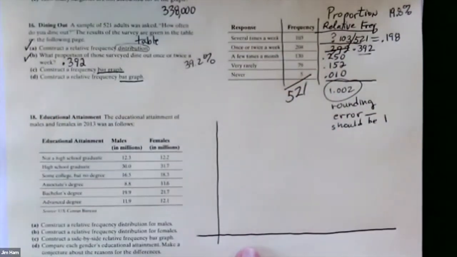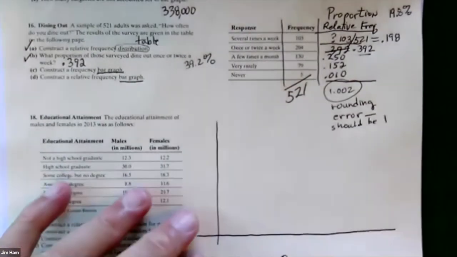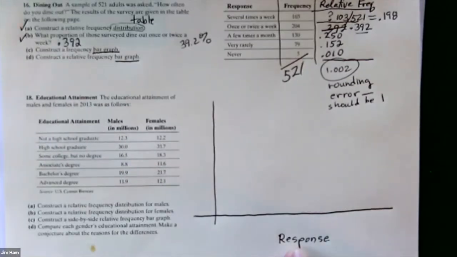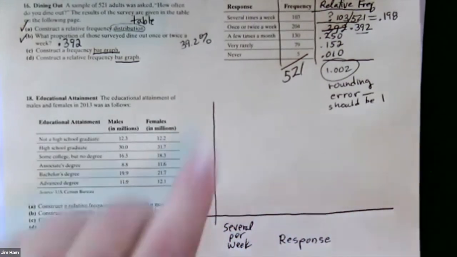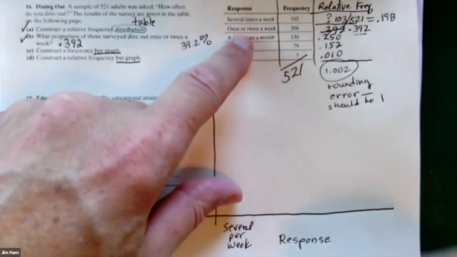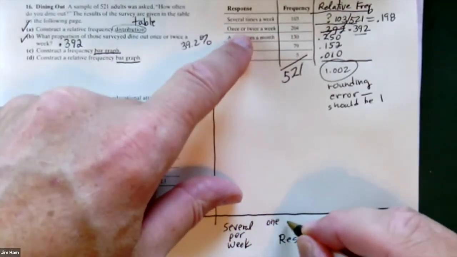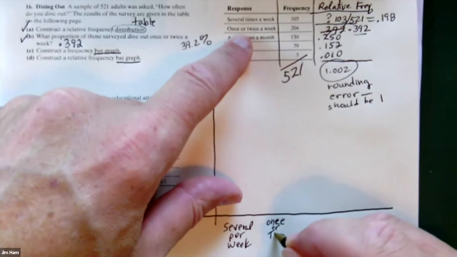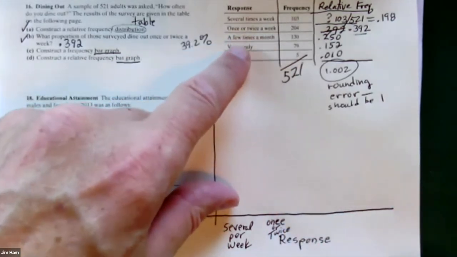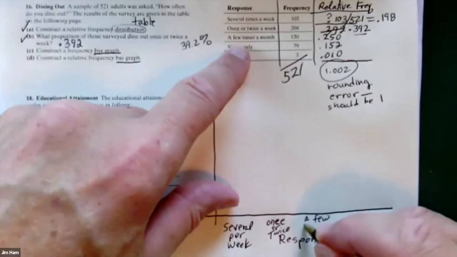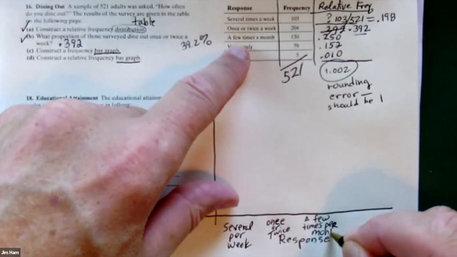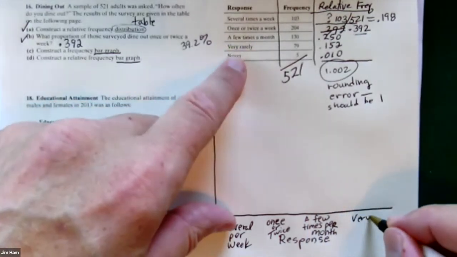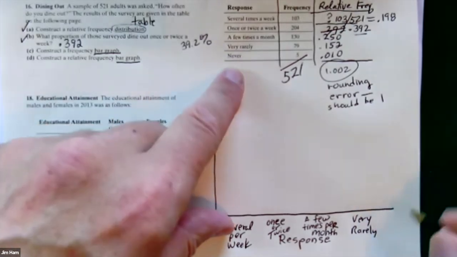Down at the bottom, we're going to have response. You should always include the axis title so that we know what the axis values mean. So we have several per week. That's the first one, several times per week. Once or twice. That's the next bar. A few times each month is our third category. Very rarely. And finally, never.